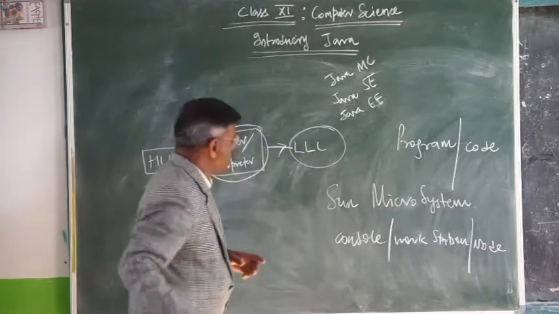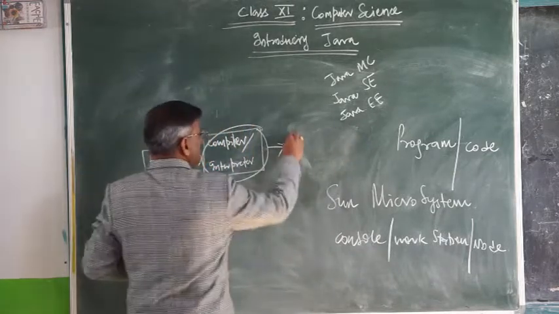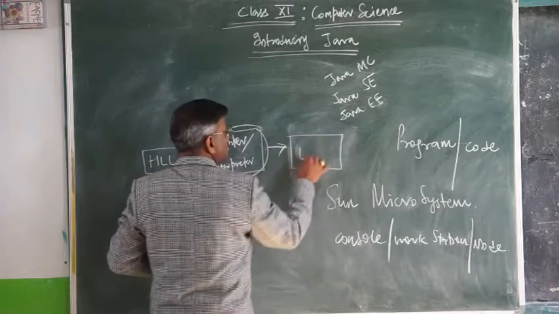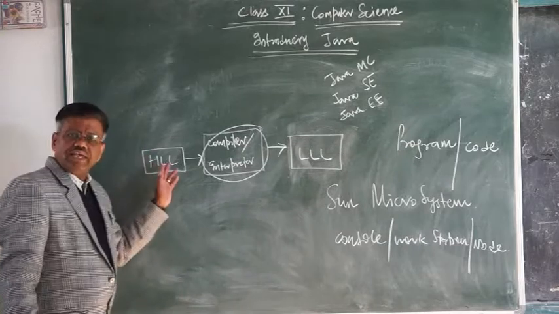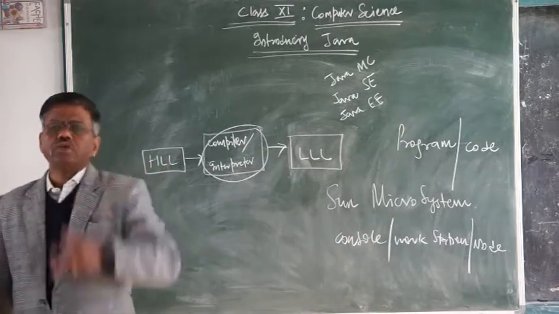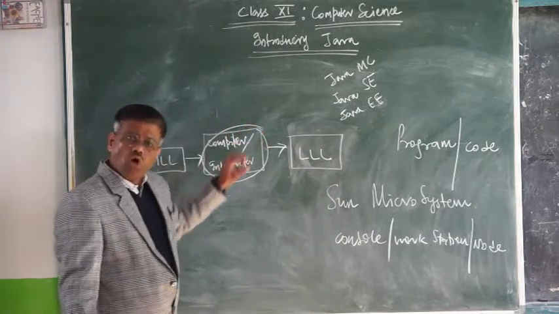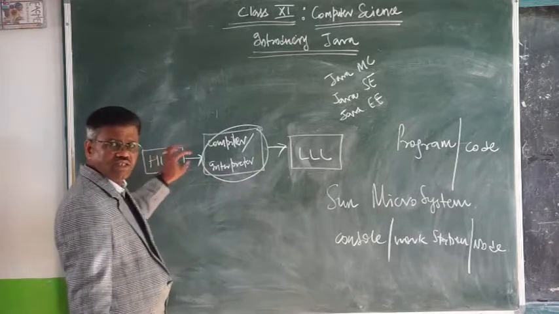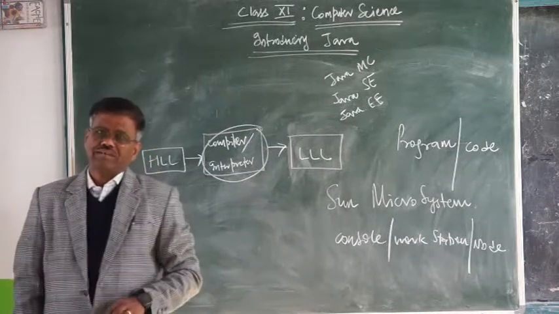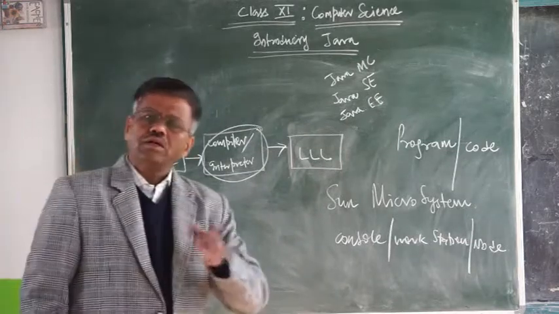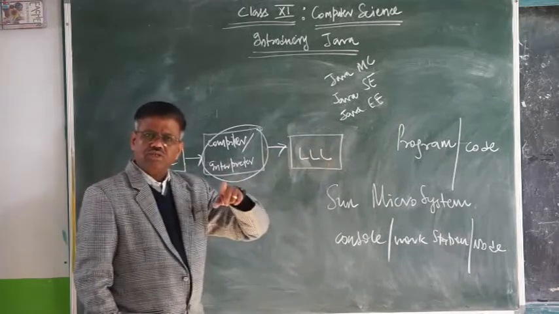Whatever we write, the computer will not understand, because we write in an English-like language. Whatever we do, we call it a high-level language. A high-level language is like English, and your computer will not understand it. That high-level language, using either a compiler or an interpreter, which takes the English-like language, is converted into low-level language. Do you understand what I say?